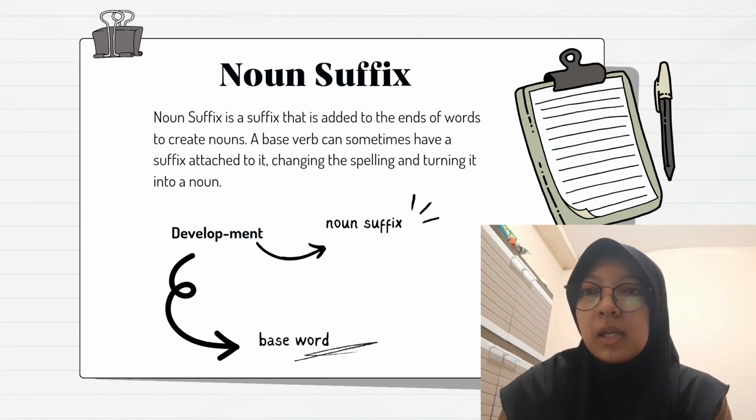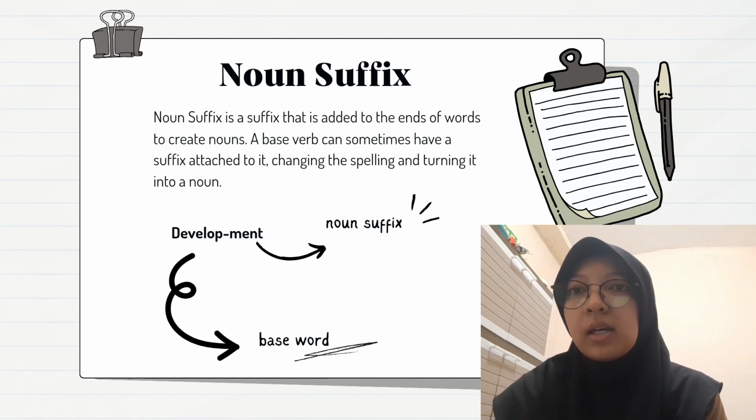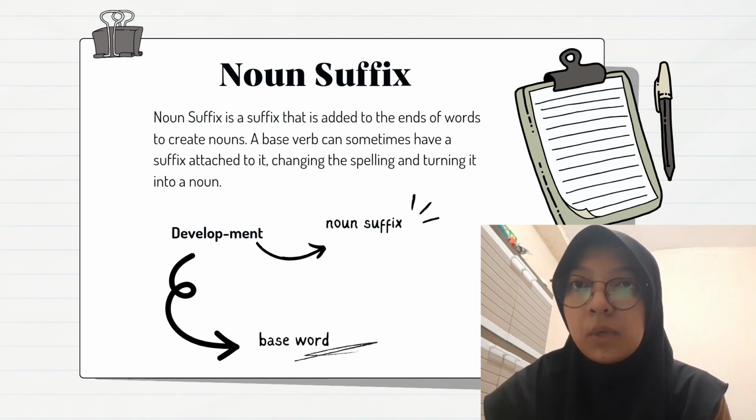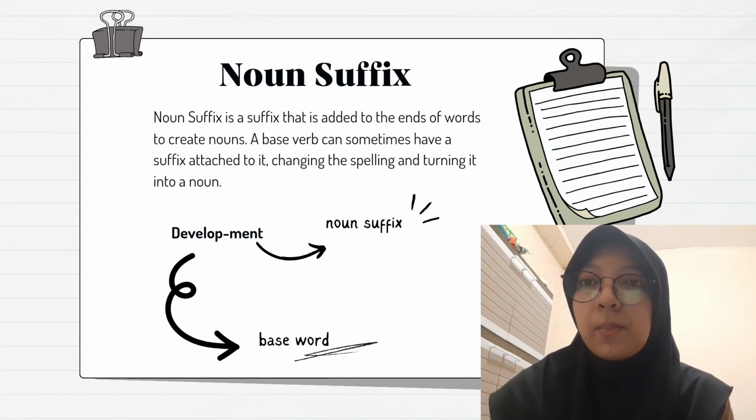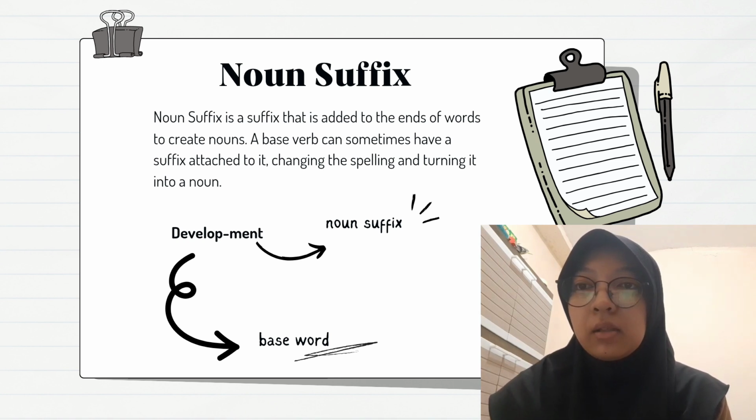Noun suffix. A noun suffix is a suffix that is added to the ends of words to create nouns. A base verb can sometimes have a suffix attached to it, changing the spelling and turning it into a noun. For example, development. Develop is the base word, and ment is a noun suffix.